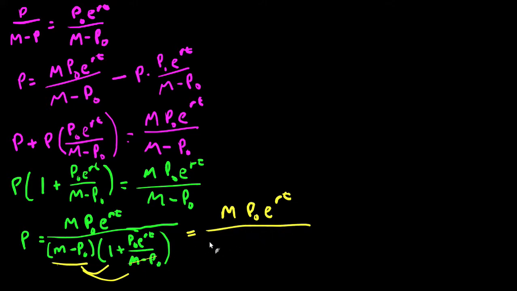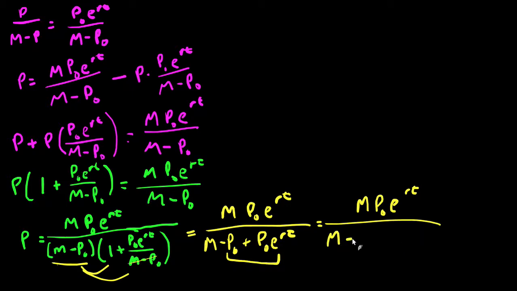M minus p naught times 1 is just m minus p naught, but m minus p naught times p naught e to the rt over m minus p naught is just going to be plus p naught e to the rt. And the last thing to get this to what we had is to factor p naught out of these two terms, and I'll get m p naught e to the rt all over m plus p naught, times e to the rt minus 1.